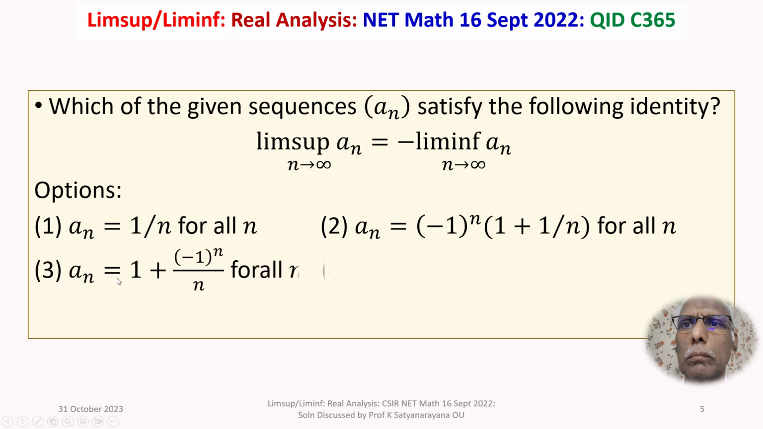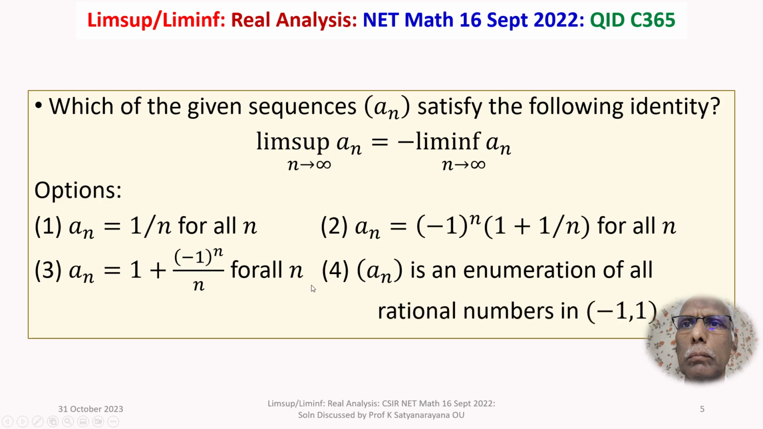Option 3, a_n is equal to 1 + (-1)^n / n for all n. Option 4, the sequence a_n is an enumeration of all rational numbers in the open interval -1 to +1. So we are given four sequences in these options, and we have to decide which of these four sequences satisfy the identity limit superior a_n is equal to minus limit inferior a_n.